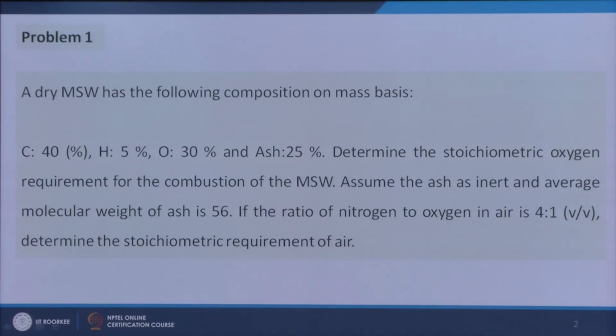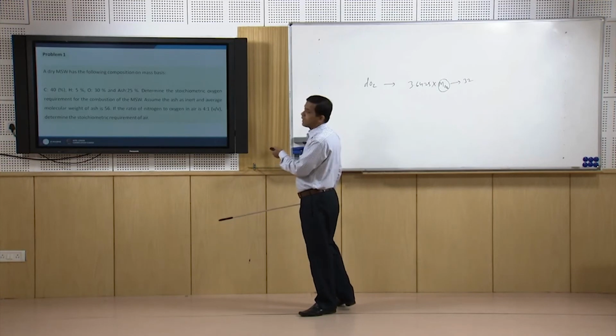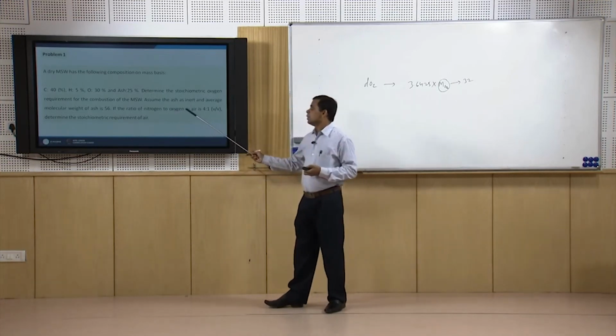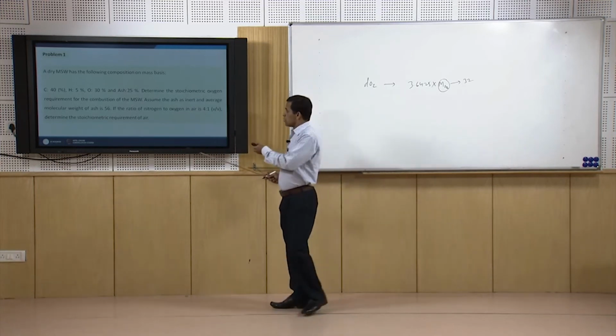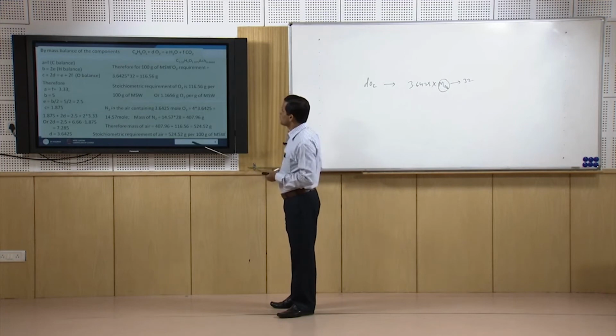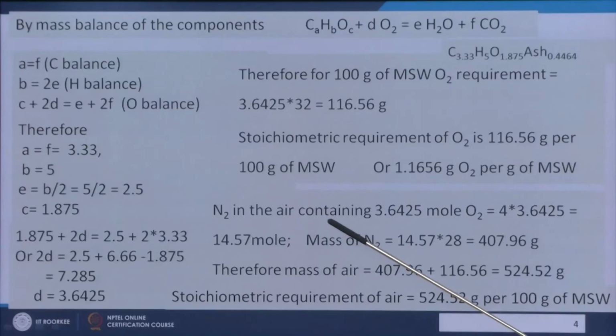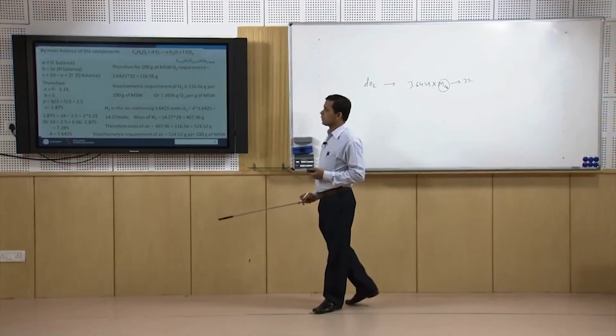Now, second, we have to calculate the requirement of air. It is also given that the nitrogen to oxygen ratio in the air is 4:1 volume by volume. So we will consider this information here. Nitrogen in the air will be how much? 4 of 3.6425, so 4 into 3.6425, that is equal to 14.57 moles. So this is the nitrogen present as per the statement.